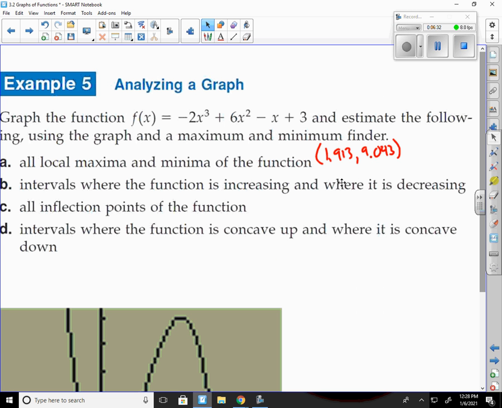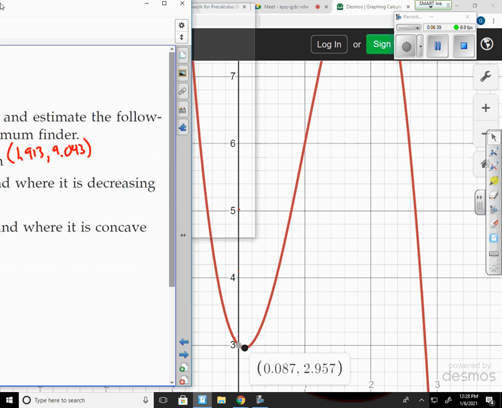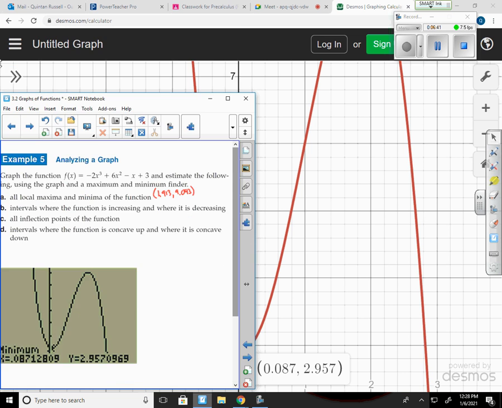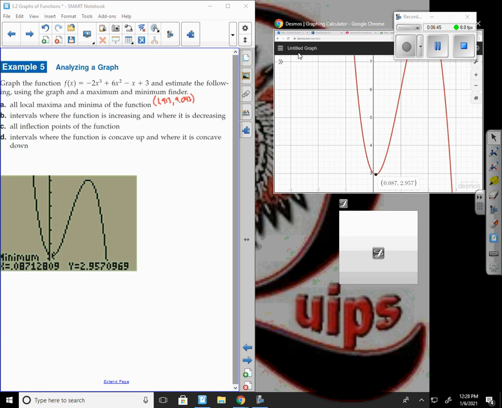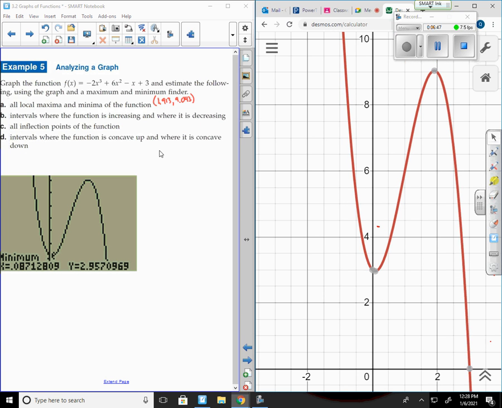So that's my min. Next, the intervals where the function is increasing and where it's decreasing, let's be smart about this. So that was my max. My min.